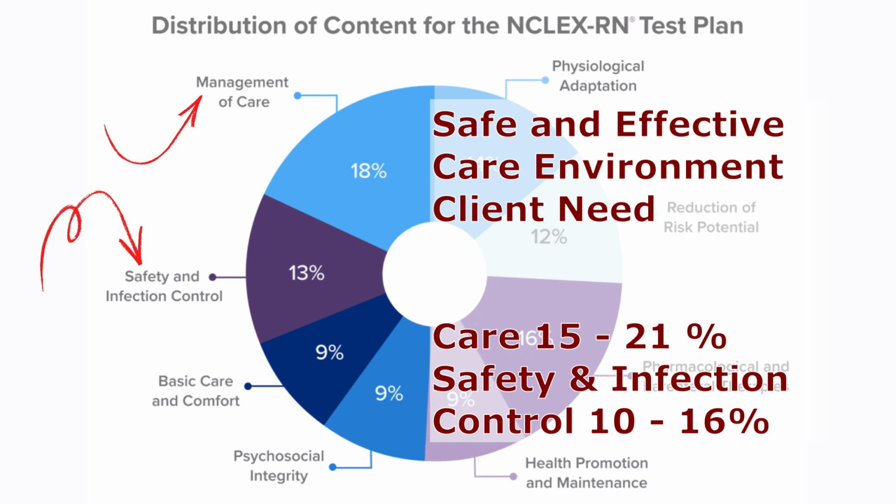And then safety and infection control deals with high risk for falls and any safety measures. And of course, infection control is the airborne, droplet, and contact precautions, right? So, client-wise, management of care is 15 to 21%, safety and infection control 10 to 16%. And content-wise, management of care is 18%, safety and infection control 13%. All right, let's move to the next category.